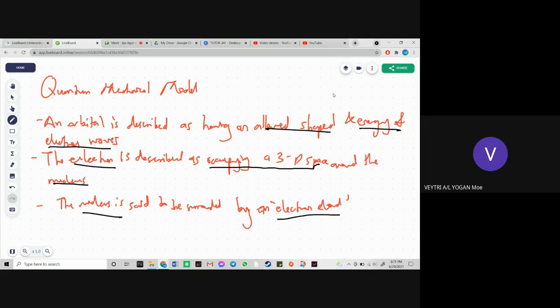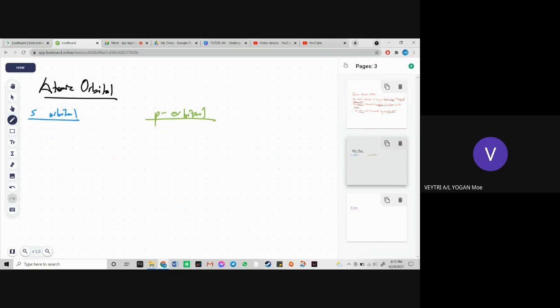Based on all this, according to the quantum mechanical model, we have atomic orbitals. We have three types of orbital: s orbital, p orbital, and d orbital, which we're going to learn for the matriculation syllabus. Number one, we are going to learn the shapes of the orbitals first. We have the s orbital here.